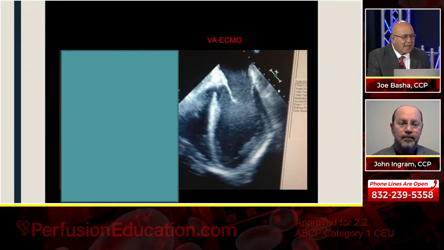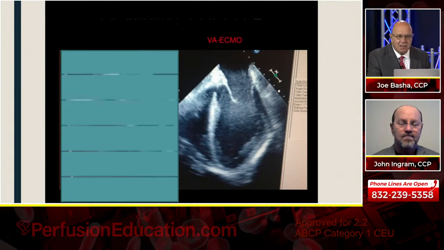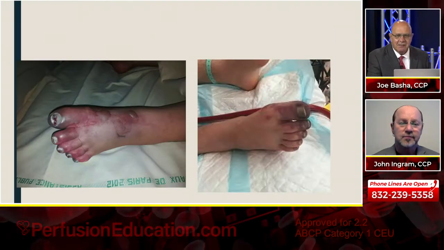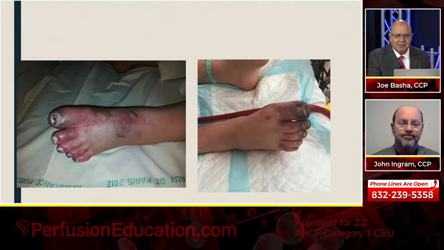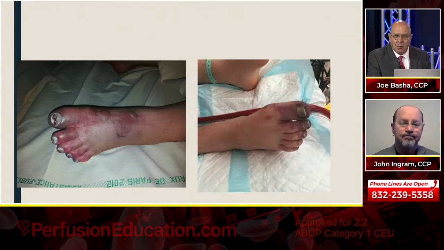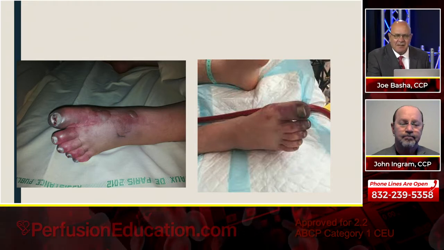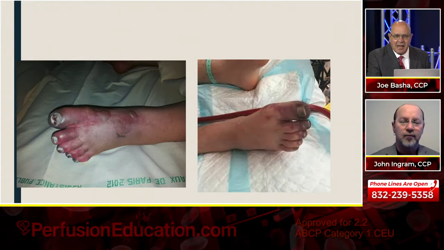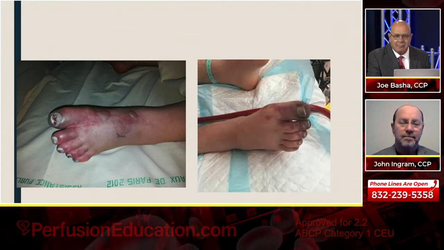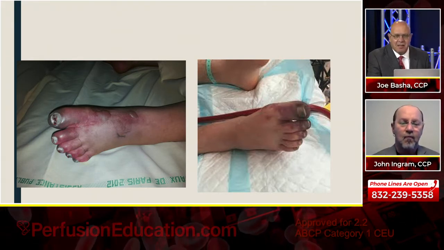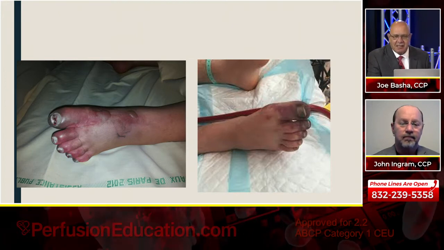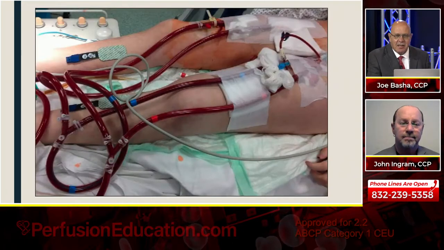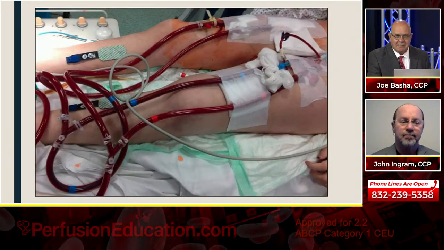Let's go to this slide here. There's your foot. The one on the left is before the SFA line, the peripheral cannulation, and the one on the right is after, and you can see it certainly got better, not perfect, but it's moving in the right direction. You can definitely see an enormous difference. You can even see an SFA line in here.